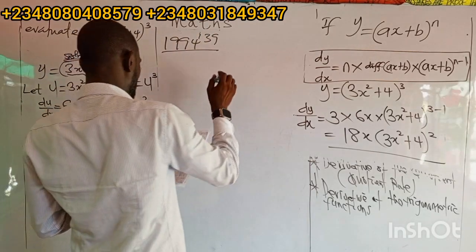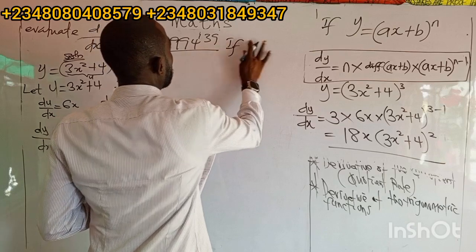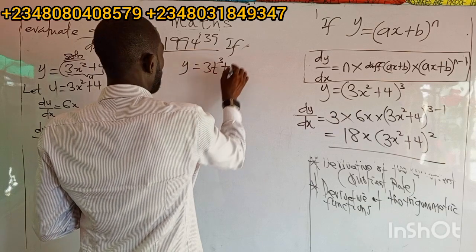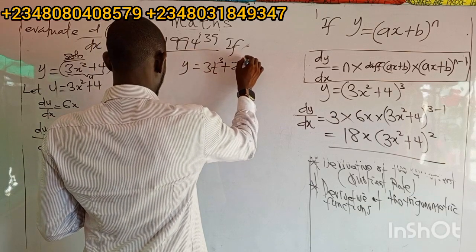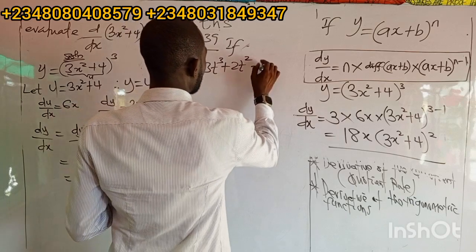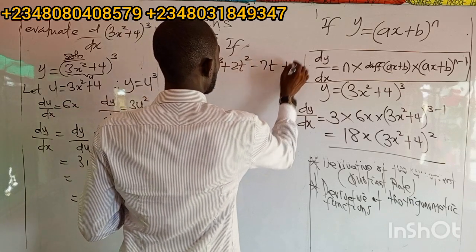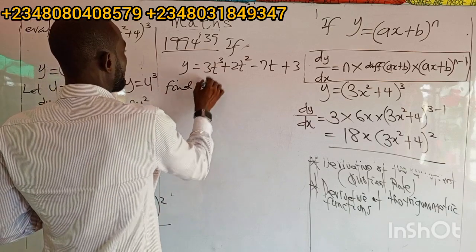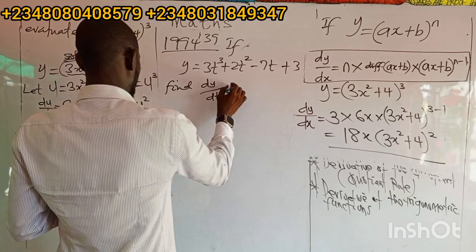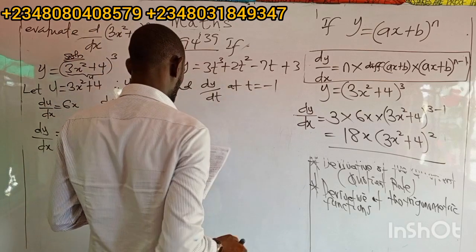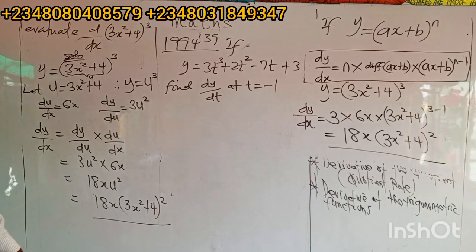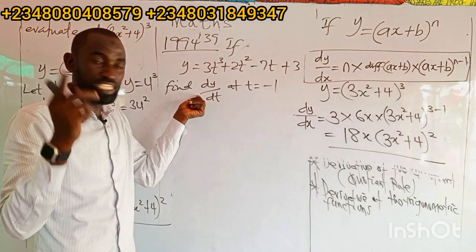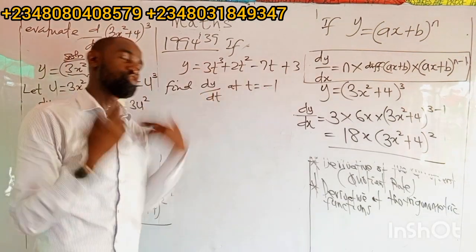The question says, if y equals 3t cubed plus 2t squared minus 7t plus 3, we now have to find dy/dt at t equals what? Minus 1. You can be asked something like this too, so we have to be very careful. After you've gotten your derivative, anywhere you see t, you put minus 1. It's as simple as that.